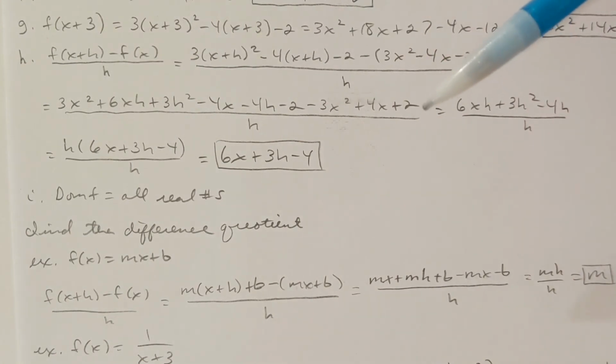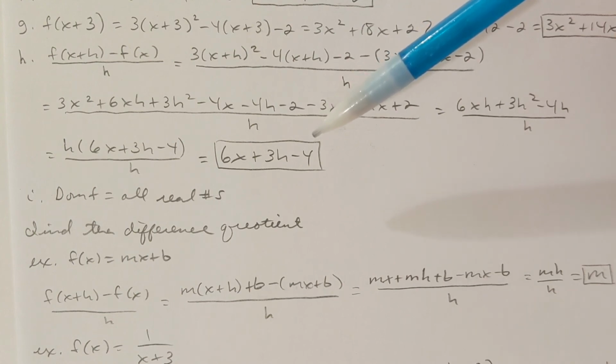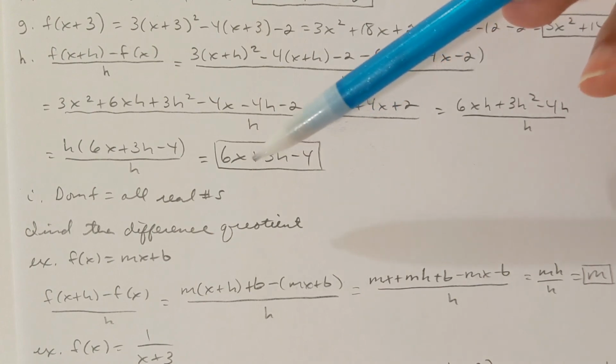So we call this the difference quotient of f. And the difference quotient is really just where you would draw a line and measure the slope of the line. Okay? We'll talk more about that coming up here.